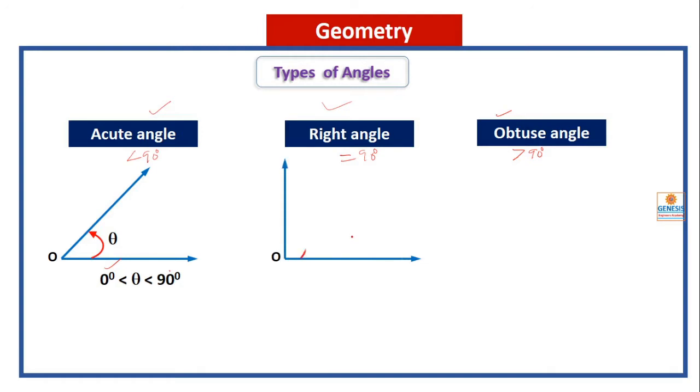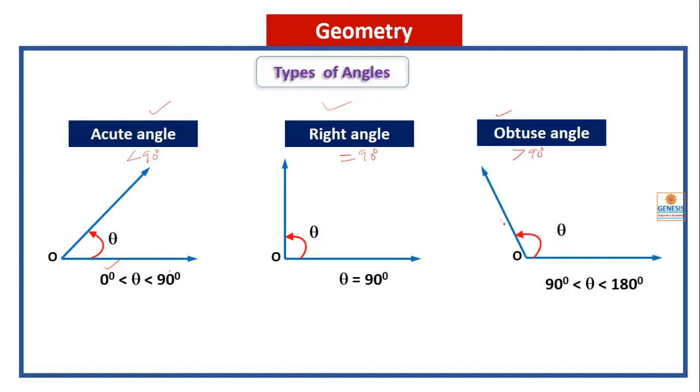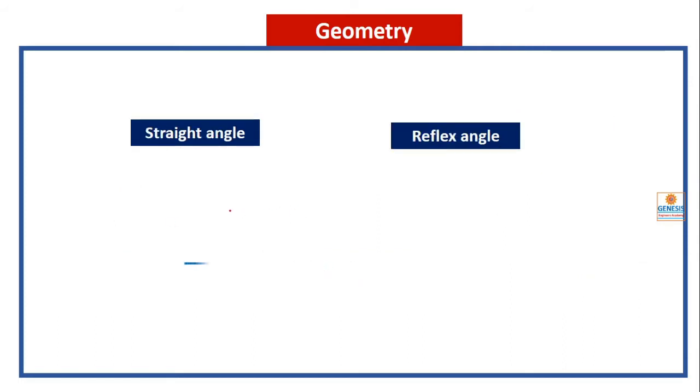In the other case, for a right angle, theta is exactly equal to 90 degrees. In an obtuse angle, theta is in between 90 and 180. So it must be less than 180 and greater than 90. For an acute angle, it is less than 90 and greater than 0; 0 is not considered.